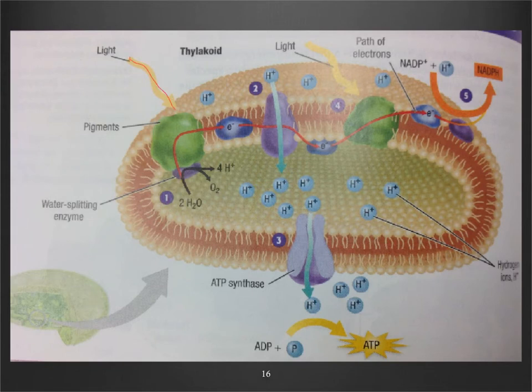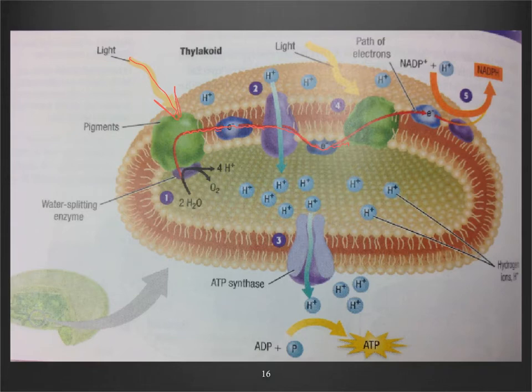So let's just go through all this, right? Light hits photosystem 2, excites the electrons on chlorophyll, so they leave and go to the electron transport chain. Every time they get passed from one molecule to the next, they lose a little bit of energy, so you can see this energy level is going down.